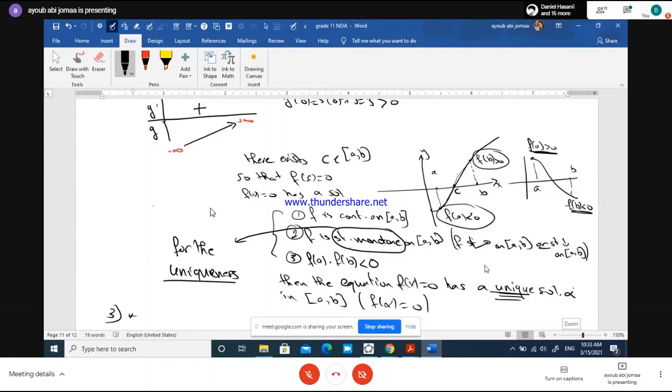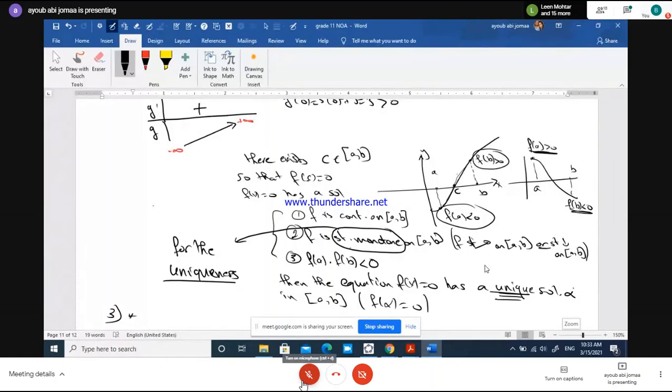It means here you find f of a and then you find f of b. One of them should be positive, the second should be negative in order to have product negative. Then the equation will have a unique solution in the given interval, as you have here in these two graphs. Here the function is strictly increasing from negative to positive, then it will pass by 0.